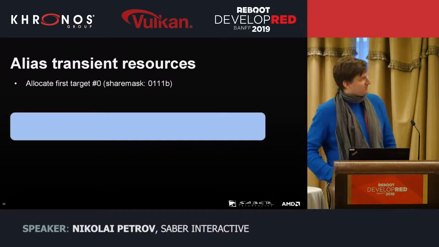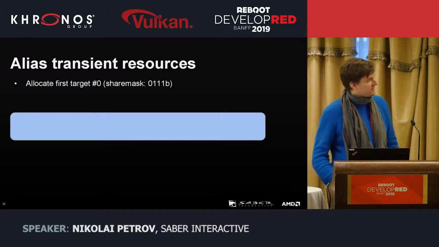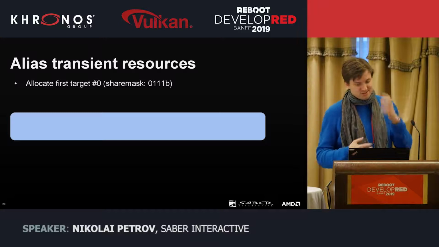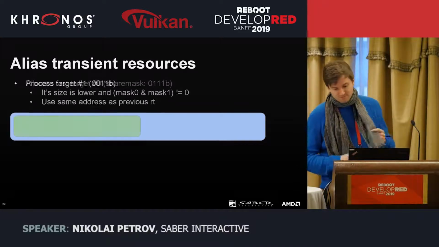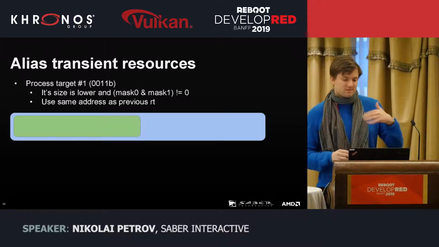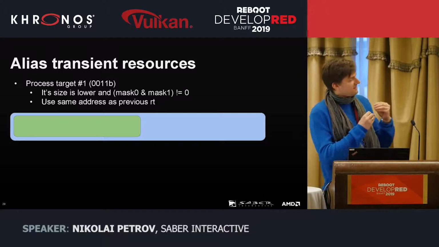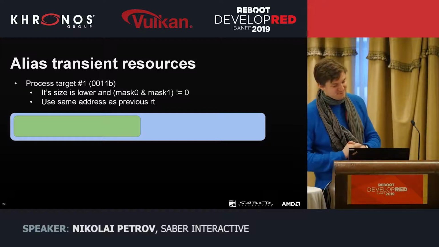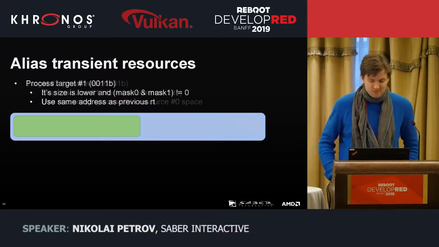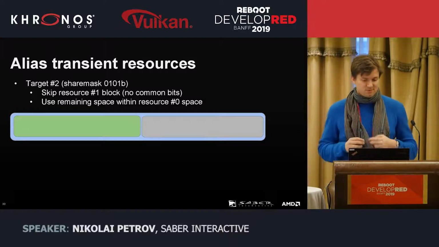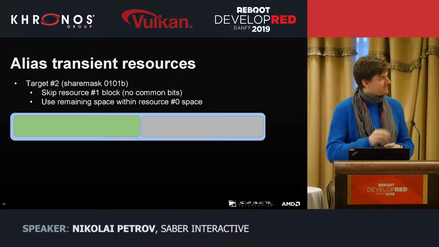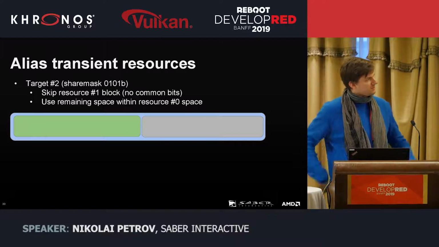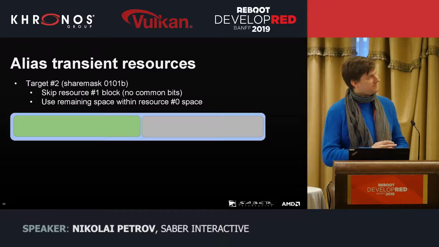So it's just a simple example for 4 targets. Firstly, we allocate the largest target, which is sharing memory with the 3 others. After that, we process the next one, so its bit mask has the 0-bit set, so we can simply reuse the same address as the first blue resource. With the next one, we have a small issue because we cannot share the space with the green target because they are used in parallel. So we use the remaining space within the first blue resource.